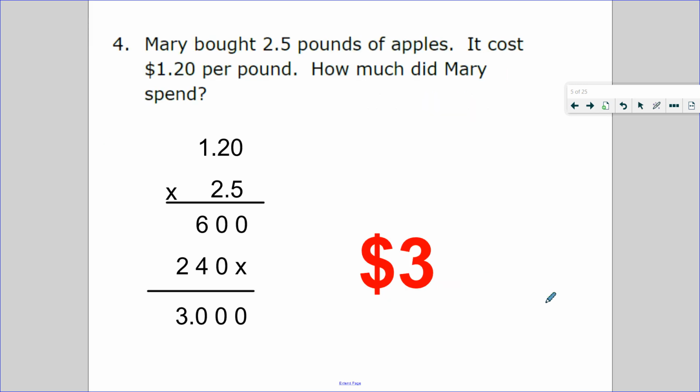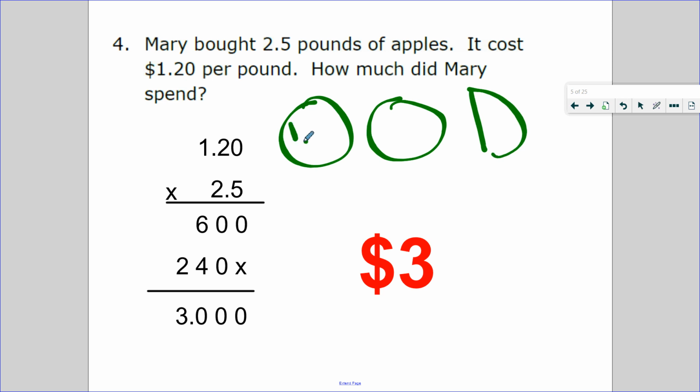Number 4, Mary bought 2 and 5/10 pounds of apples. 1 pound, 2 pounds, and a half pound. It costs $1.20 per pound. Remember, per pound means for every 1 pound. So if it's half a pound, how much would that cost? 60 cents. So $1.20 plus $1.20 plus 60 cents is $3.